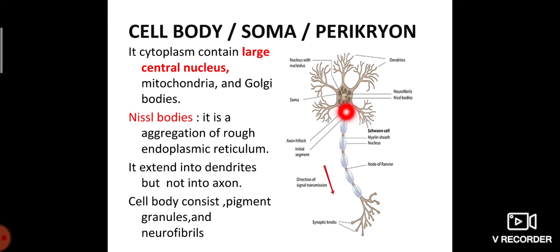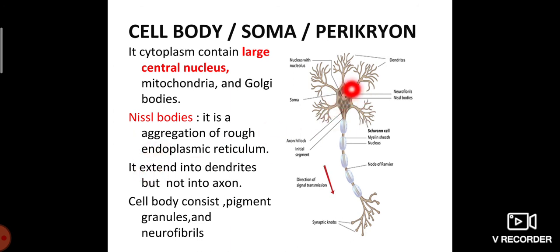The cell body consists of a large nucleus in the center. It has cytoplasm, which has all other cell organelles like mitochondria, Golgi bodies, etc. But apart from these organelles, it has special rough endoplasmic reticulum. The rough endoplasmic reticulum present in the nerve cell is called Nissl's bodies. Nissl's bodies are nothing but the aggregation of rough endoplasmic reticulum present inside the cell. It looks like a granule and gives the appearance of a granular cytoplasm.